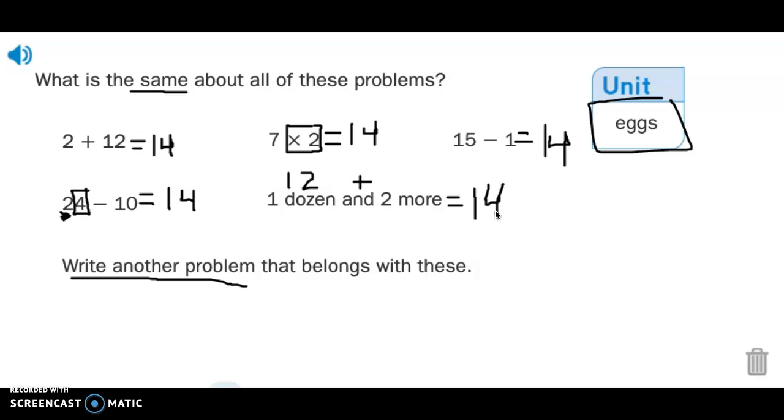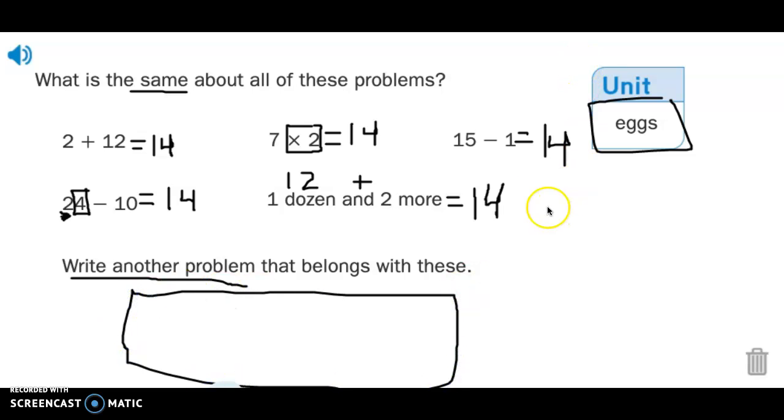So write another problem that belongs with these. Create your own number model of anything so that our answer, or our product, or whatever our answer is, is 14. Awesome job. We'll be looking for that extra problem. Maybe you even decided to go above and beyond and write more that equal 14. That would be awesome. Send it to your teacher and we're going to love to look at that.